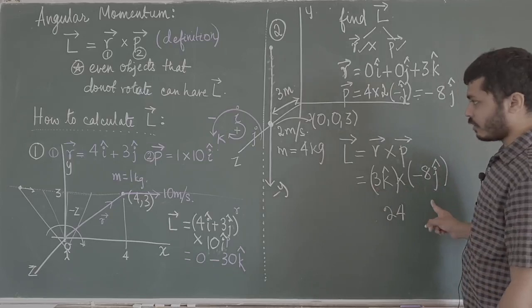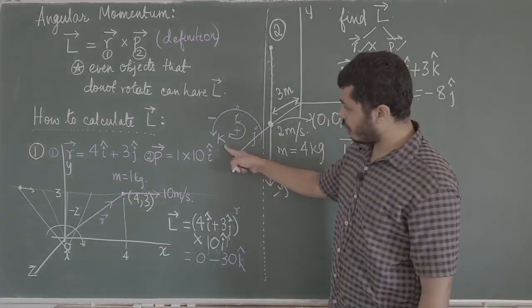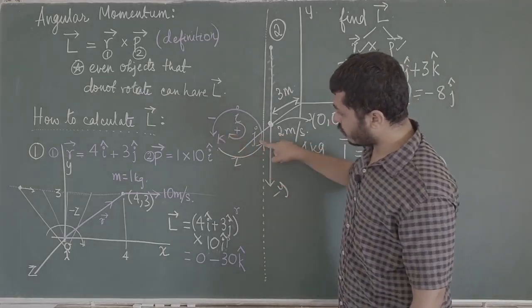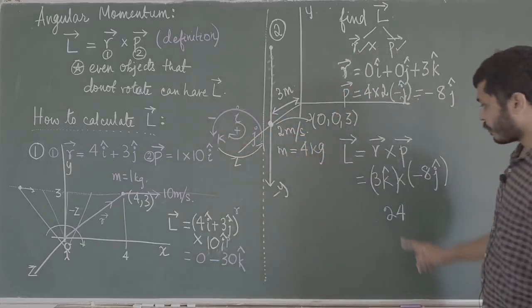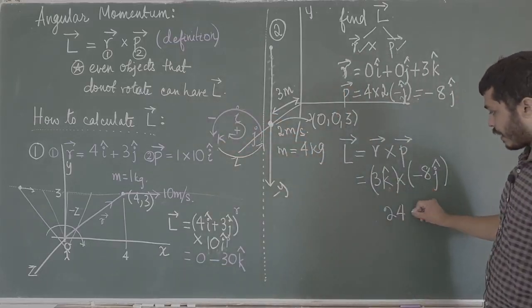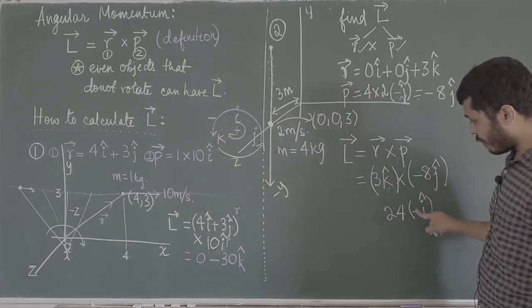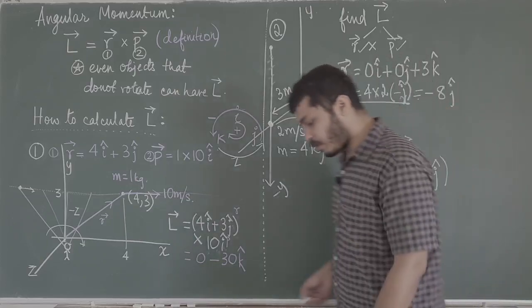What is k cross j? k and j are not the same, so it will not be 0. What is k cross j? So we have to go in this direction. So k cross j is minus i, because this direction is negative, that is minus i. In addition to that, there is already a minus sign, so this will become plus. So like I told you, this answer is going to be positive.